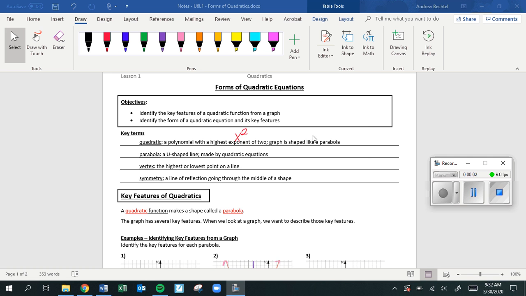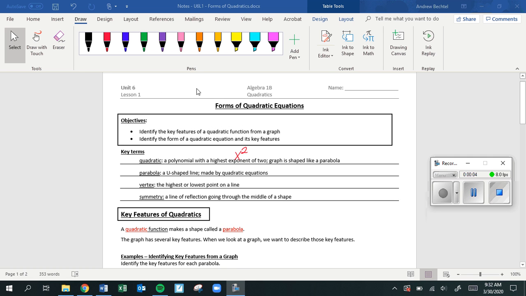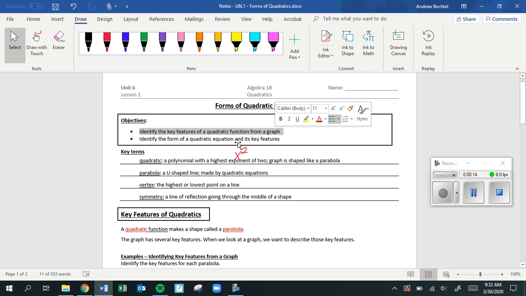This is part 2 of Unit 6, Lesson 1 for Algebra 1B, where we're looking at forms of quadratic equations. In part 1, we identified the key features of a quadratic function from the graph. So what we're going to look at in part 2 are identifying the forms of the quadratic equations and the key features that go along with it.